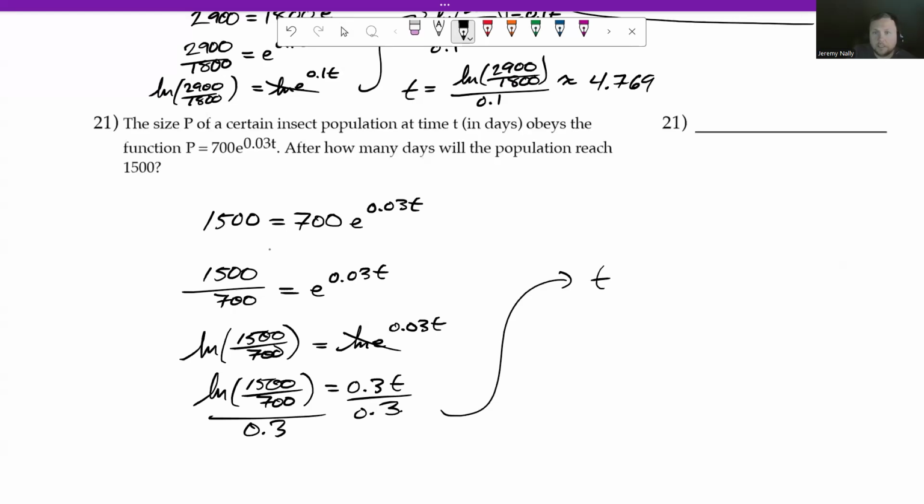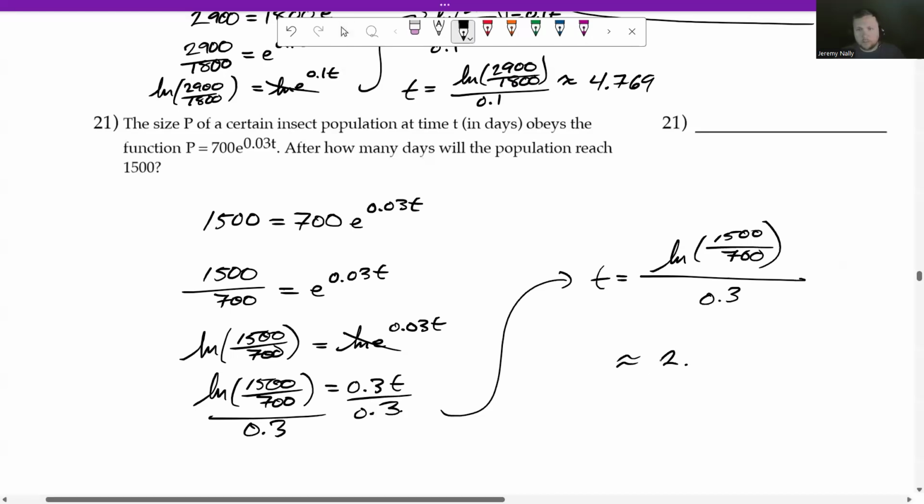And then we have t is the natural log of 1,500 divided by 700, and that's all contained in the log, and then that's divided by 0.3. So I have 2.54 approximately.